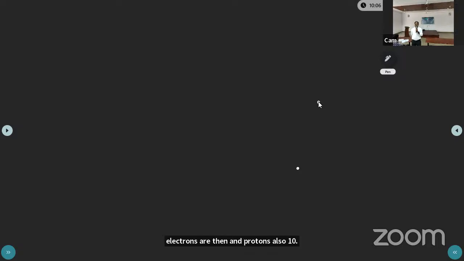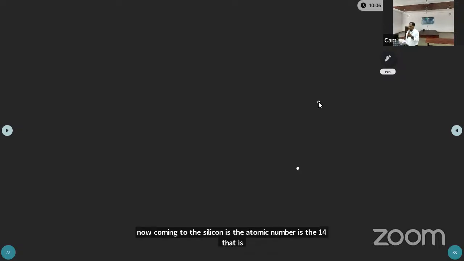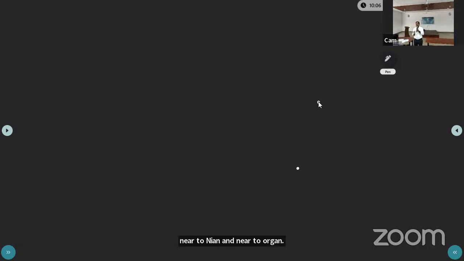So we can't break that electrons and protons. You can remember the word electrons. The noble gas we can't break. Now, coming to silicon, the atomic number is 14. That is near to neon and near to argon. So when silicon acts as a noble gas, the silicon atom has atomic number 14, and the nearest are neon and argon.